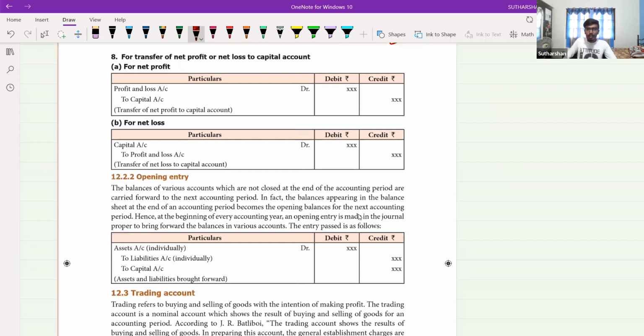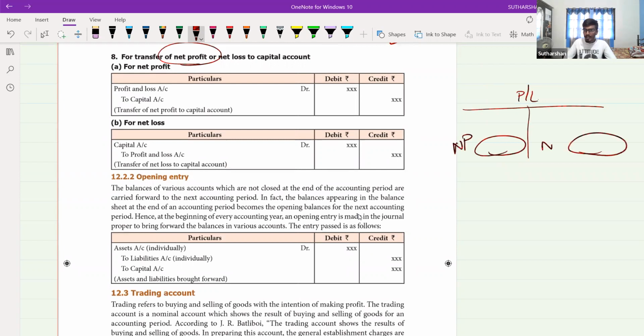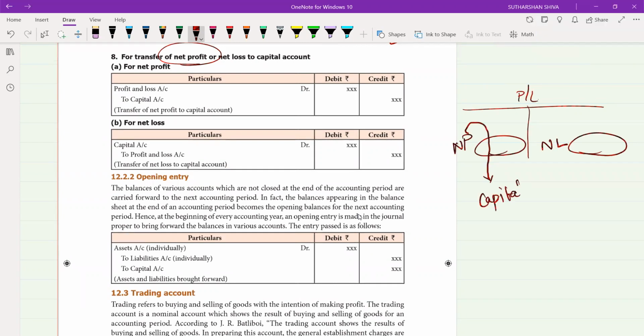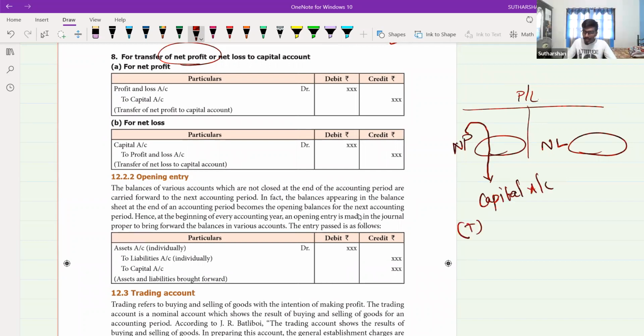Next, for transferring a net profit, I am getting a net profit on the P&L account. Suppose the net loss is on the other side, that is my net loss. I will transfer it to which account? Capital account, right? I will add it to the capital account, so this is my carry down balance. Okay, so what should I do? The profit and loss account has the debit side, so profit and loss account debit to capital account.